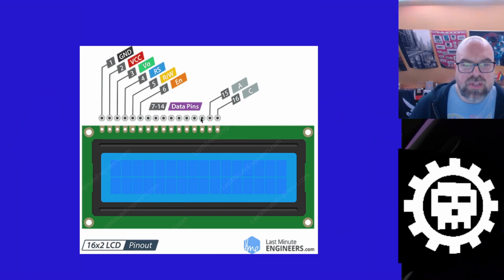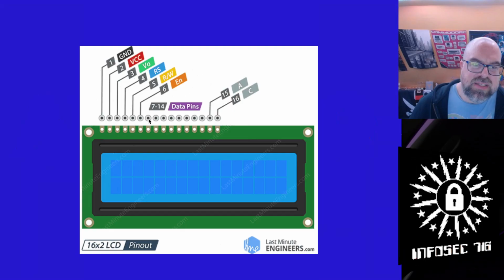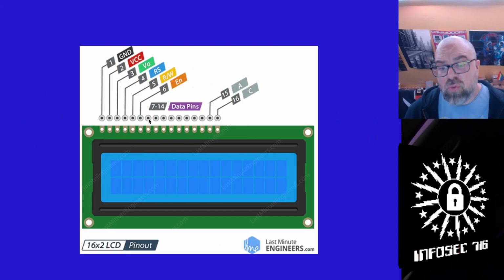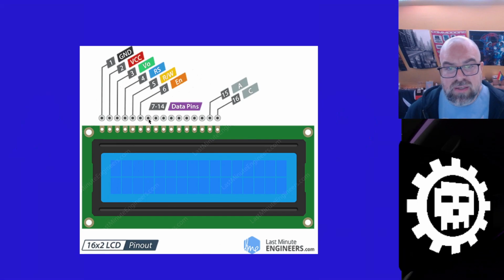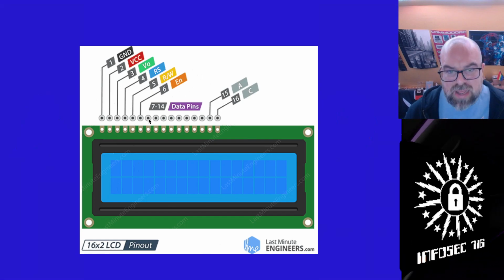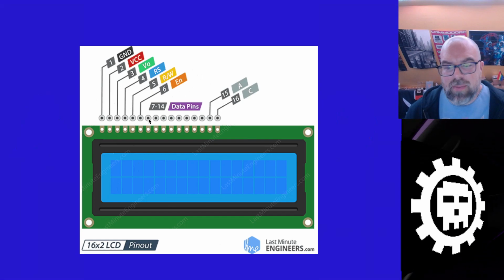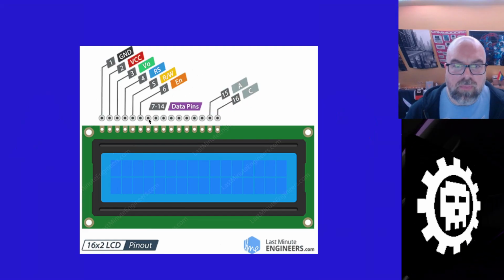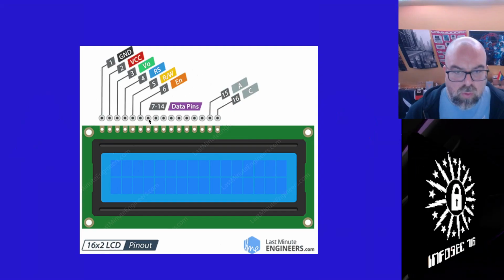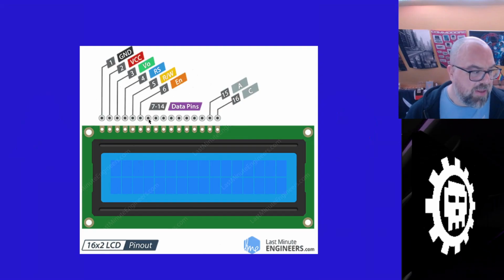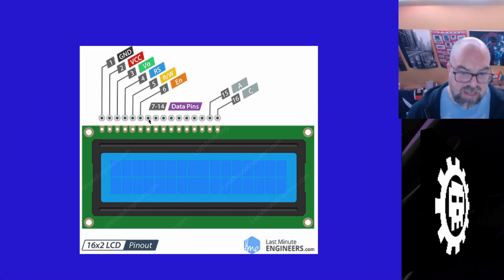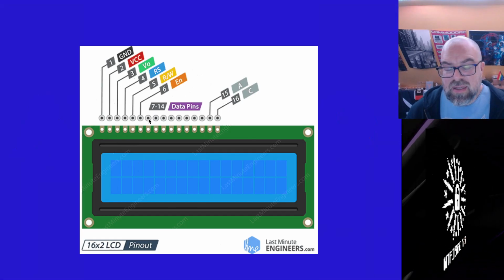7 through 14, you can see here, these are the data pins. The LCD panel can take data one of two ways. You can either feed it 4 bits at a time, what's called a nibble, or 8 bits at a time, which is a full byte. Either way will work. You can wire up 4 pins or you can wire up 8 pins. The advantage to 8 pins, obviously, is that you can feed data into the LCD twice as fast.